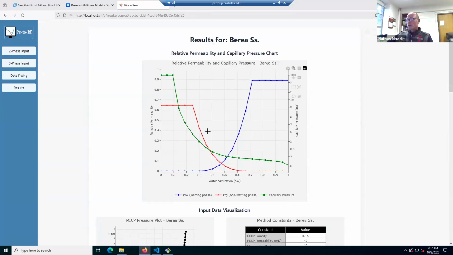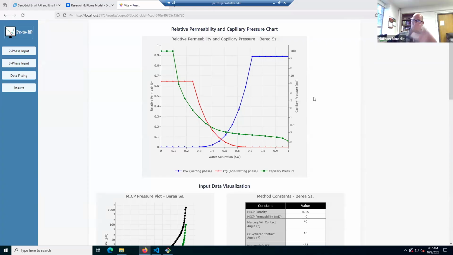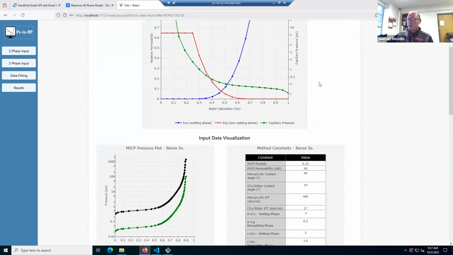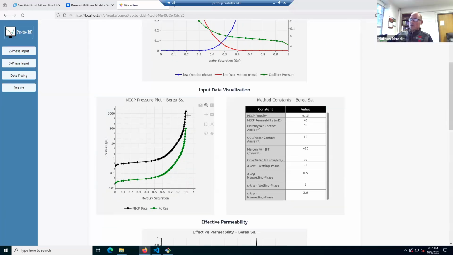Here are your relative permeability curves for your simulator, and the capillary pressure curves for your simulator. This is a chart of the data. It has now saved the data to a database that I'll show. I'll go to the results tab and show that we can download that data. Here's your original capillary pressure curve. Here's your simulator curve. It shows you the difference in pressure there. These are the constants that you selected or entered.